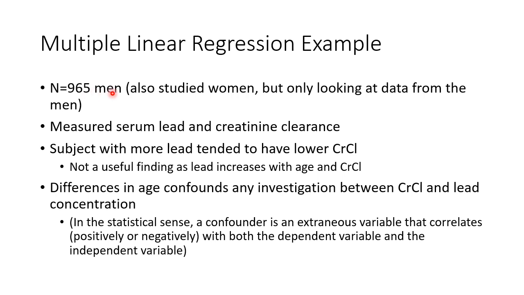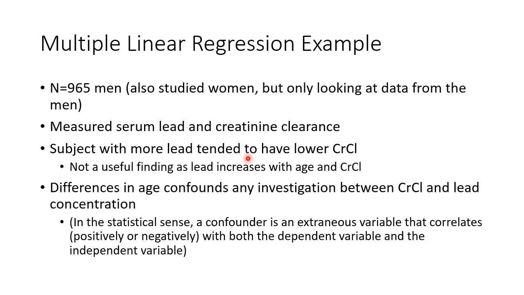So let's look at the data set for men. They're measuring serum lead concentrations. They measured creatinine clearance, and what they found was subjects with more lead tended to have a lower creatinine clearance. But they wanted to figure out, was that just due to the factor of age, or was it actually due to the lead that was present as well? And so we can try to tease that out by trying to control for these different independent variables here.